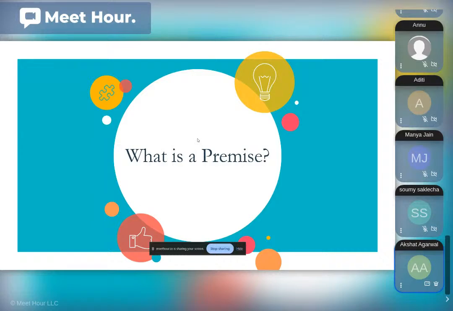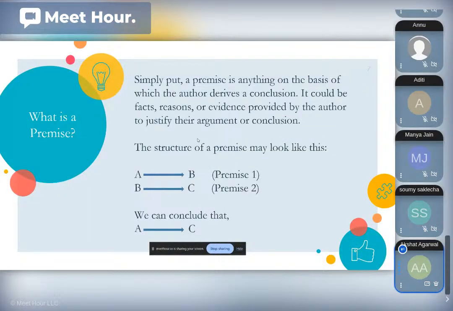Great. Perfect. Okay, so now we jump into what a premise is. Like I was saying, when you build an argument, you back it up with reasons. You back it up with something. It could be observations as well. It could be anything, right? And that's what makes an argument. So that is exactly what a premise is. A premise basically could be any facts, any reasons, any evidence.